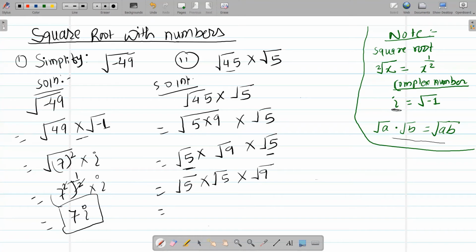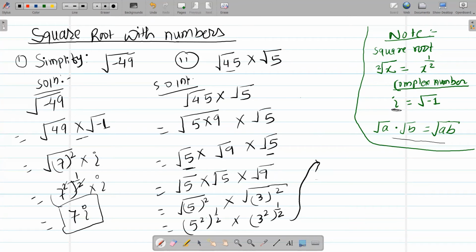Now we know that if they have the same square root sign, we can multiply them, which is the square root of 5 times 5, which is 5 squared. Now 9, we can write as 3 squared. 3 squared is 9. Again, the square root sign, like I said, you can write as x to the 1/2. In the same way we can write 5 squared raised to the power 1/2 times 3 squared raised to the power 1/2.